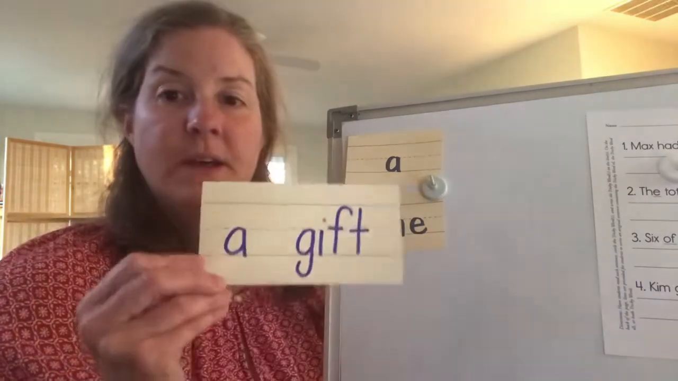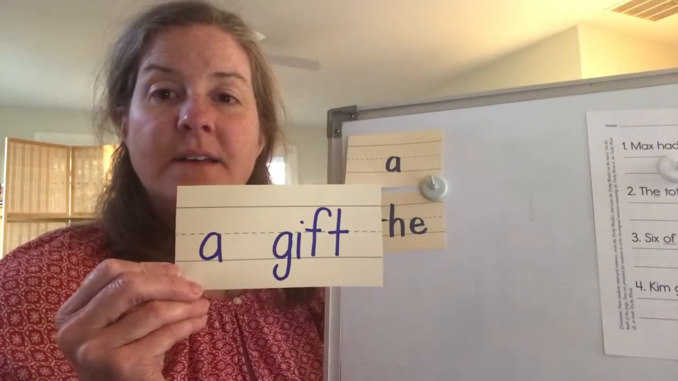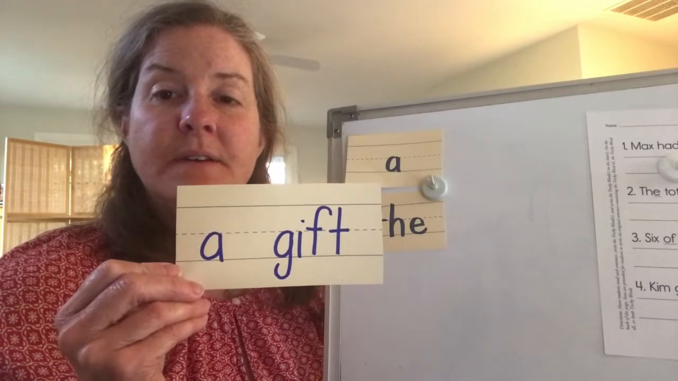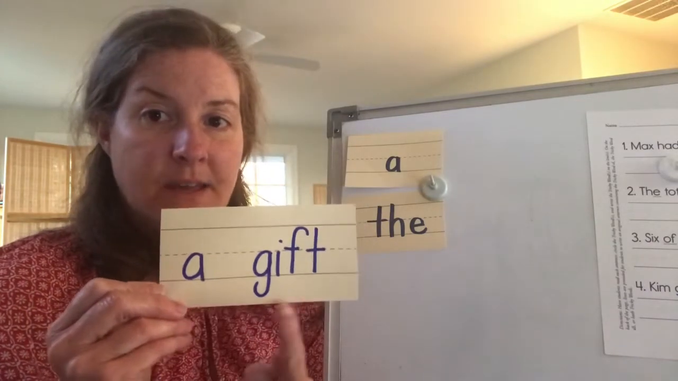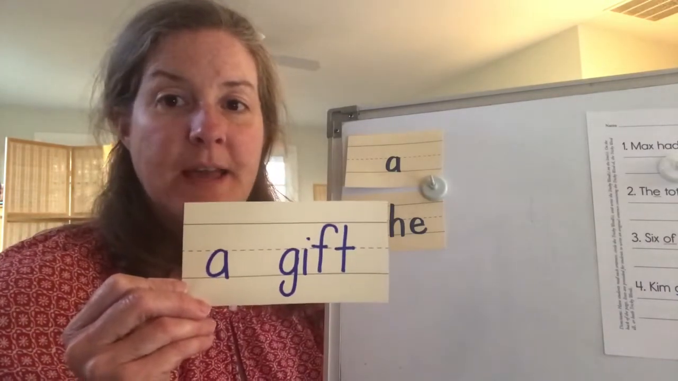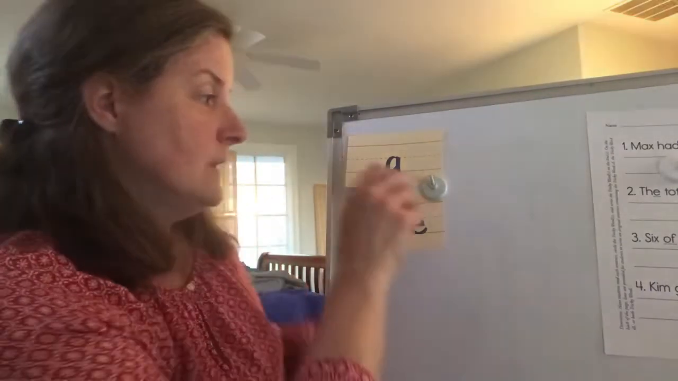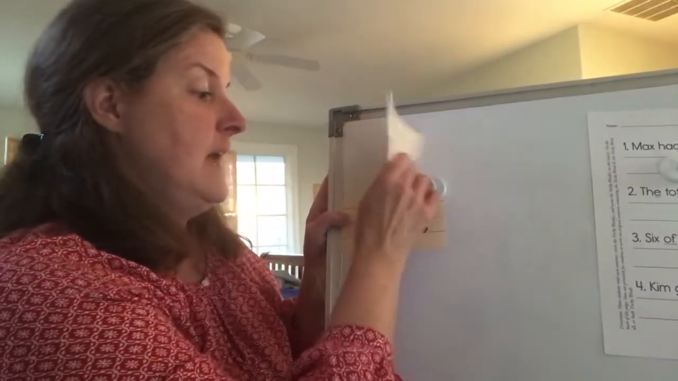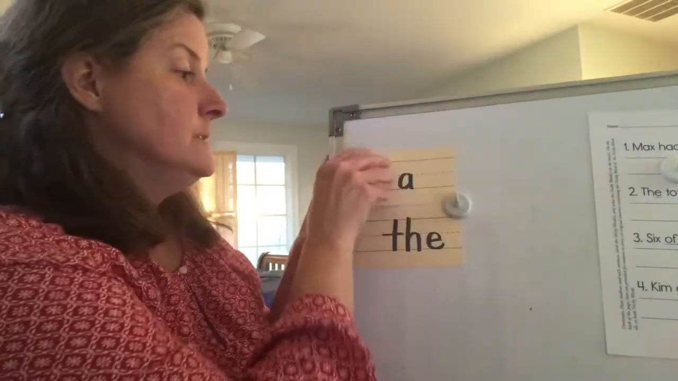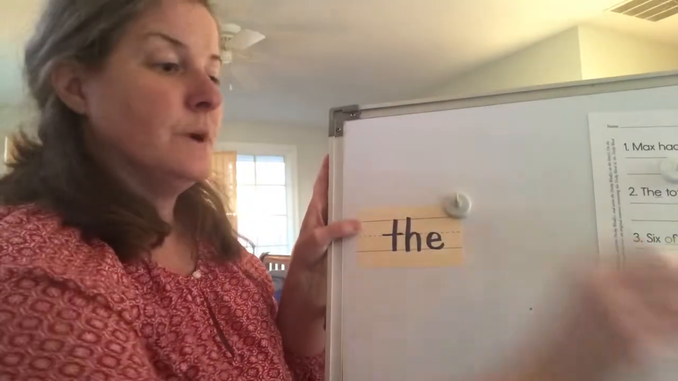And the last one is a gift. I would like to have a gift for my birthday. All right, so that's "a" and "the." So today, the two new words that we're going to do.